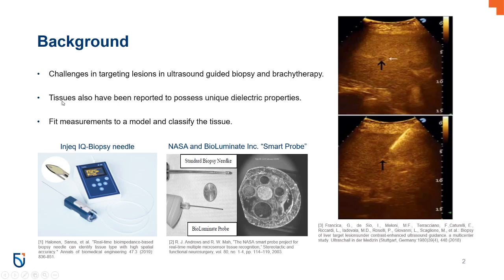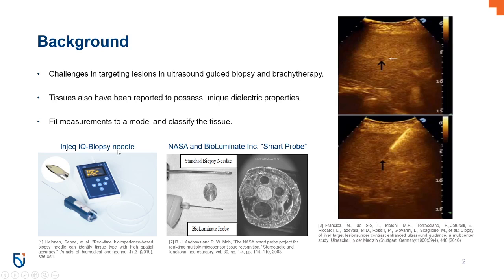So how can we improve the targeting? Well, we know that tissues have different dielectric properties, so much so that we can tell the difference between a malignant tumor and the healthy tissue surrounding it. Shown on the bottom here are two examples of probes that are designed to do just that.